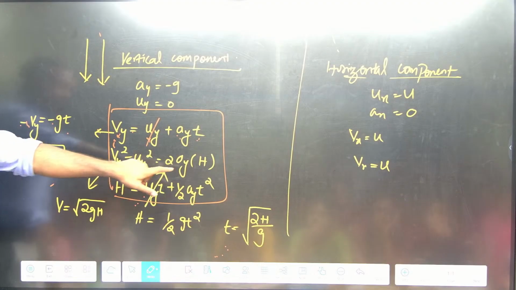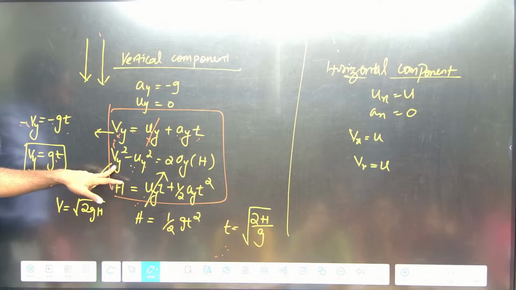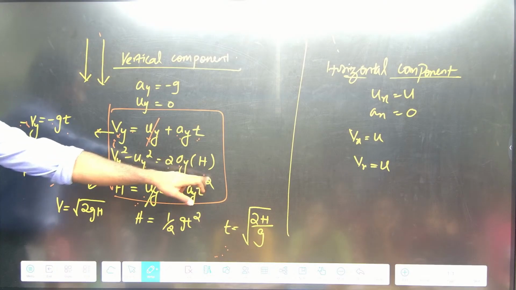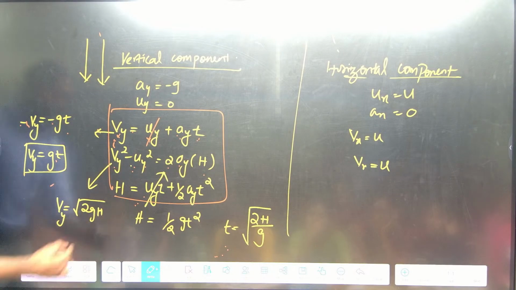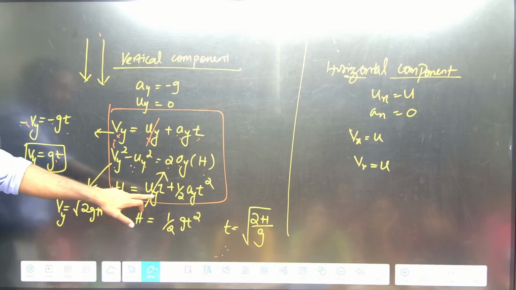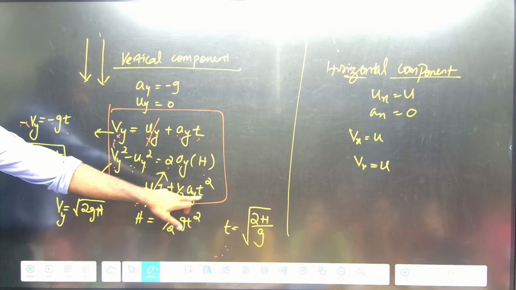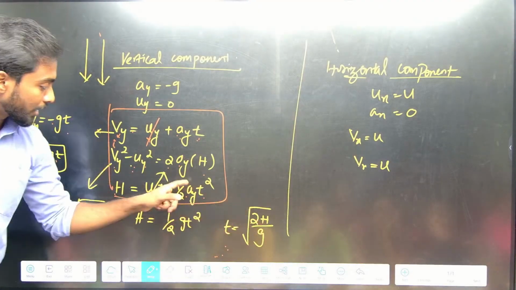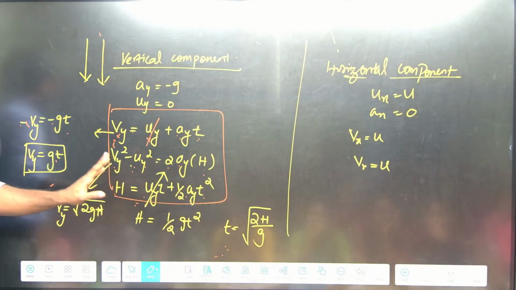Second equation, if I talk about here, initial velocity is 0, final velocity is there, that is downward direction, 2 times of minus g into h. So v will be equal to under root of 2gh. Any doubt here? Third equation, h is there, uy is 0 and minus 1 by 2 gt square. So this 2 I have taken to the other side, 2h, and g I have taken to the denominator. So t will be equal to under root of 2h by g.